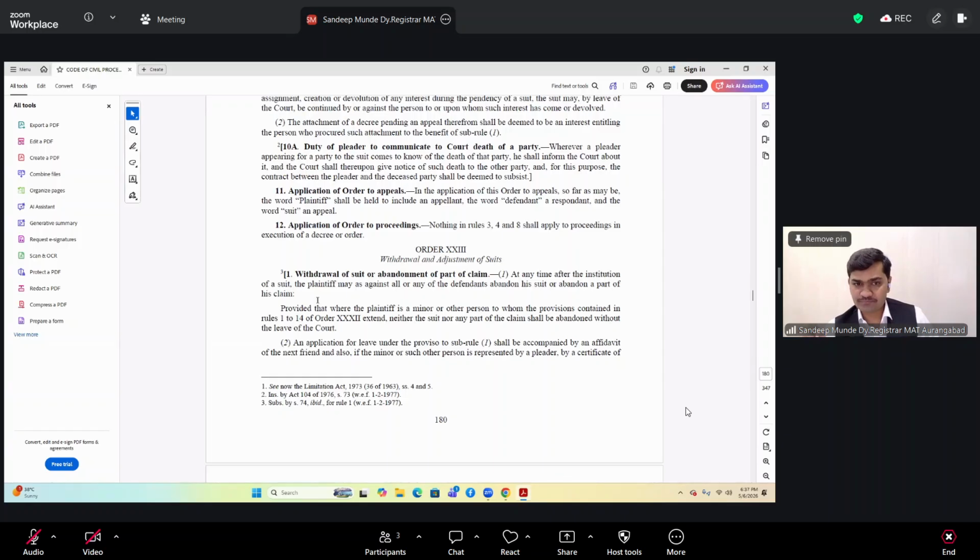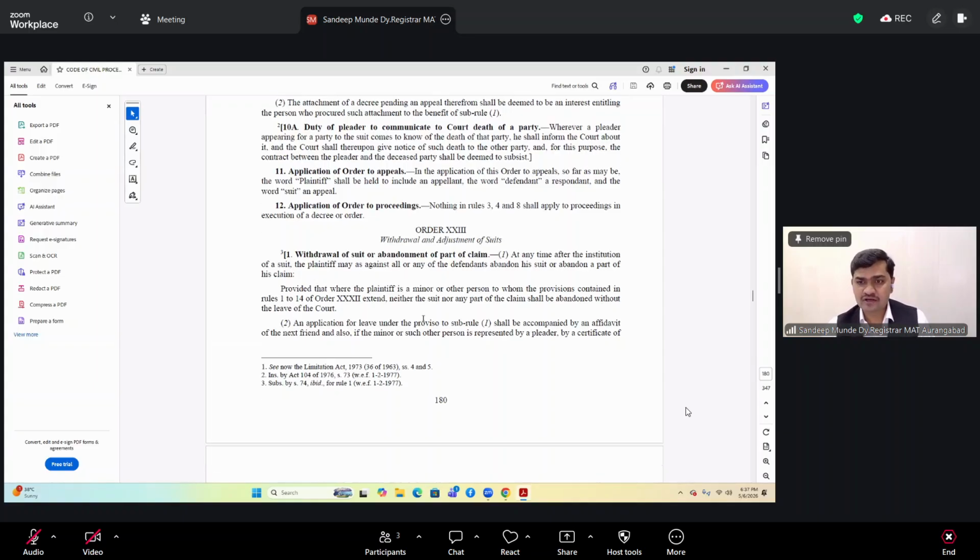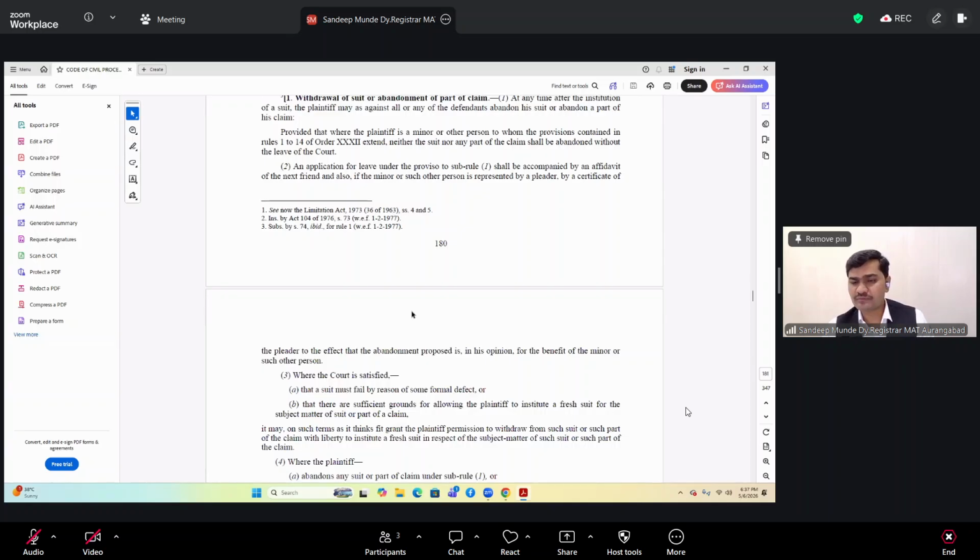or abandon a part of his claim, provided that where the plaintiff is a minor or a person to whom the provisions contained in Rules 1 to 14 of Order 32 extend, special provisions with regards to suits by or against minors, given under Order 32, neither the suit nor any part of the claim shall be abandoned without the leave of the court. So this Order 23 permits the plaintiff to withdraw or abandon the claim against all the defendants or any of the defendants, the entire claim or part of the claim, and the court will proceed as per the request made.